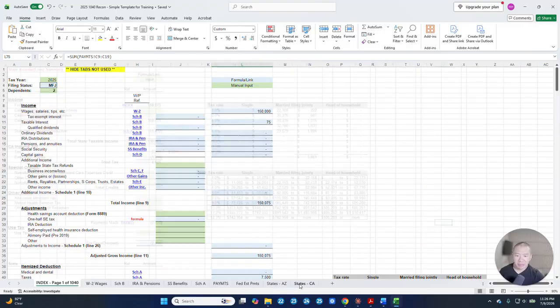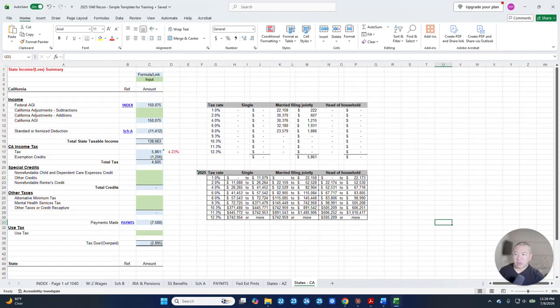Now at the state level, it starts with a federal adjusted gross income. The standard deduction we talked about earlier is $11,412, and the taxable income is $138,663. Same type of progressive tax table that I created, each in chunks, so the marginal tax rate is 8%. The effective tax rate is 4.23%.